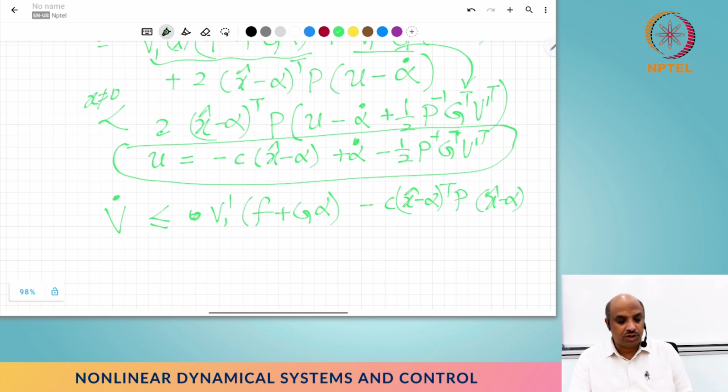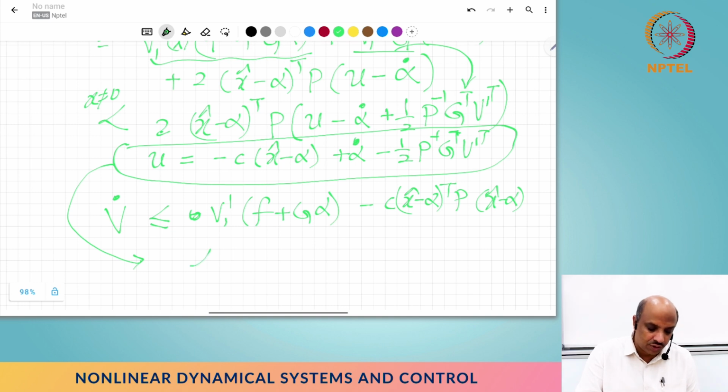also a radially unbounded function. If V1 happens to be radially unbounded, then we can conclude that this system is globally asymptotically stable. So now what about this? Well, everything is fine. X hat is one of the states, alpha of x is a function of the first state, P inverse is a design parameter, g transpose of x, V transpose 3, all this is available.